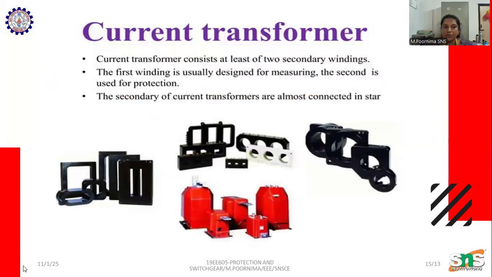First thing is the current transformer. A current transformer consists of at least two secondary windings. The first winding is usually designed for measuring, and the second winding is used for protection. The secondary of the protection winding is almost always connected in star. This is the current transformer diagram. Here we can see the components, how it is assembled, and the overall final picture of this current transformer, how the primary side and the secondary side are three-phase, and this is a single phase, and this is the type of transformer and how its winding takes place.